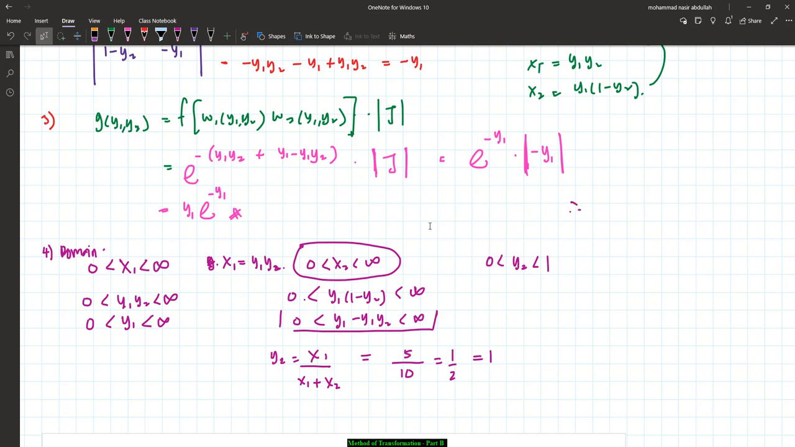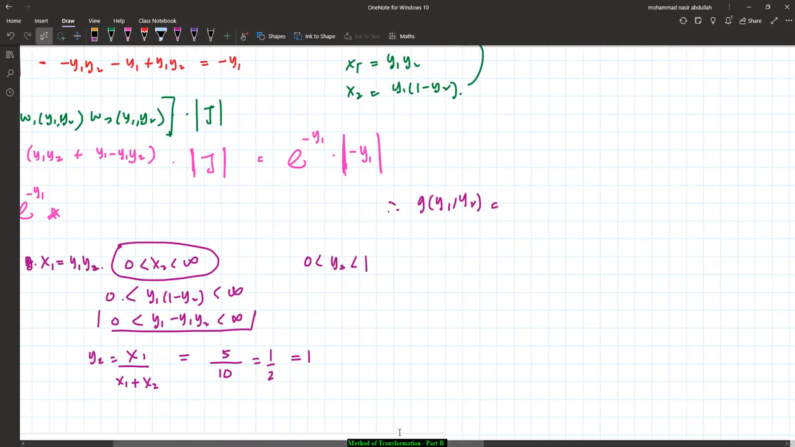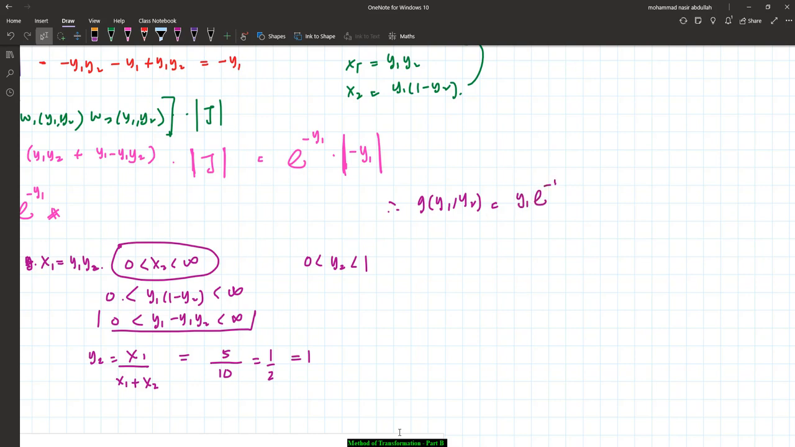So now our new function g(y1, y2) is equal to, mana function kita, y1 exponential negative y1. This is from 0 to infinity, and y2 from 0 to 1. Right, so this is our new joint probability distribution. Okay, boleh?